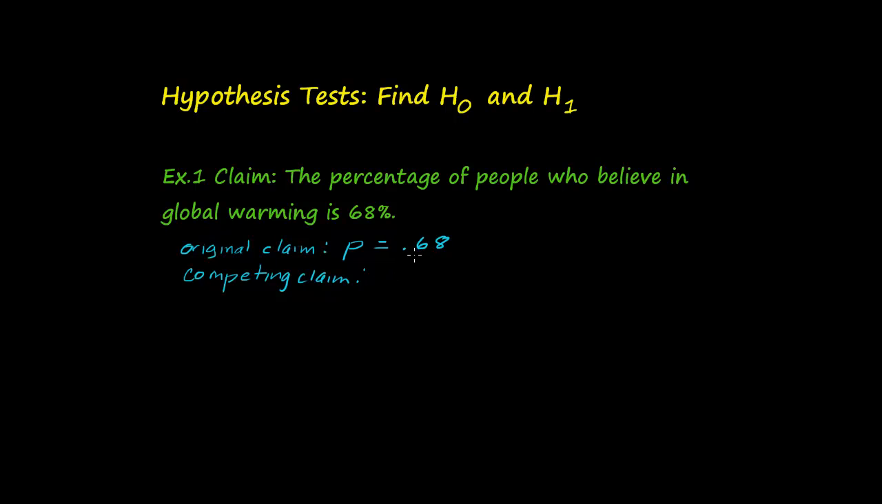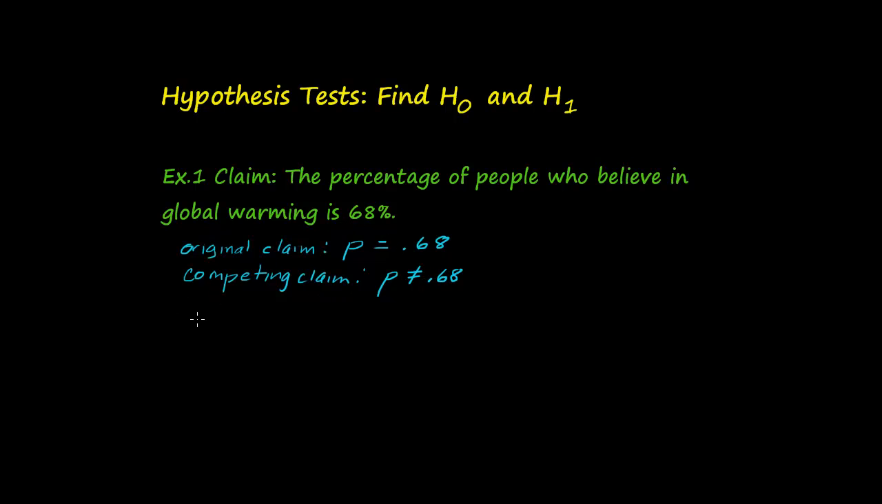So what that would be is it's bigger than 0.68, greater than 0.68, or less than 0.68, but it's not 0.68. So we can use the not equal to sign to represent that it is not 0.68. That's everything else, right?